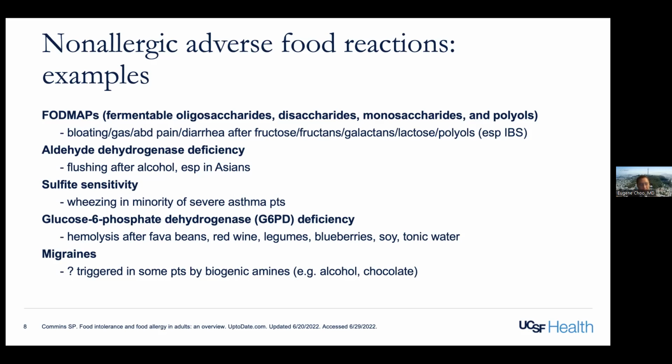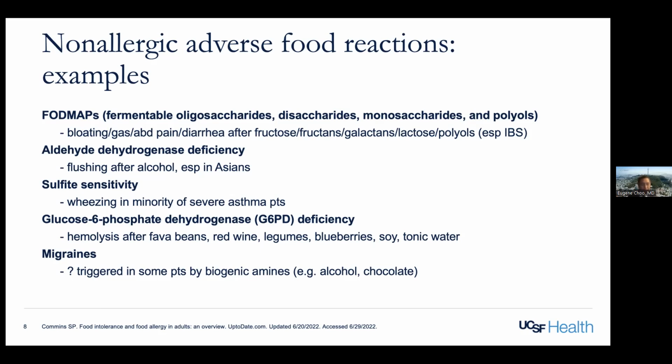We've got aldehyde dehydrogenase deficiency, kind of that characteristic flushing after alcohol, especially in individuals of Asian background, typically. We've got things like sulfite sensitivity, which doesn't occur in most of our asthma patients, but in a small minority of our severe asthma folks, they will encounter some wheezing if they ingest very, very high sulfite foods, characteristically things like red wine, instant mashed potatoes, things like that.